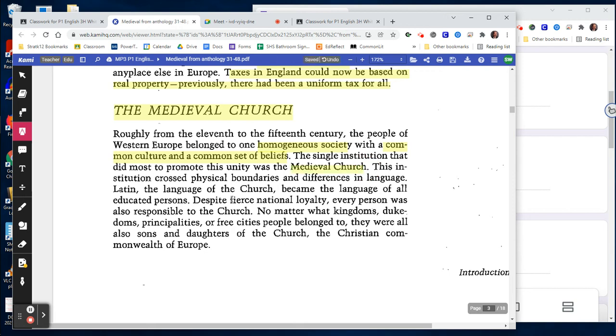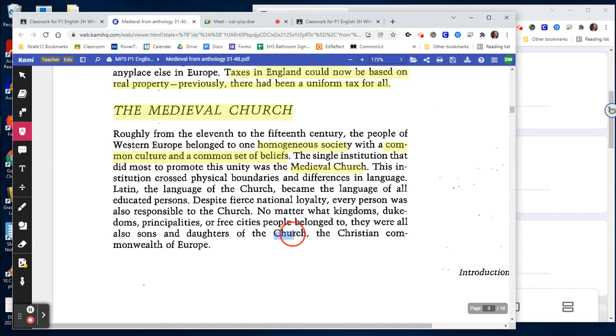This institution crossed physical boundaries and differences in language. Latin, the language of the church, became a language of all educated persons. Despite fierce national loyalty, every person was also responsible to the church, no matter what kingdoms, dukedoms, principalities, or free cities people belonged to. They were all also sons and daughters of the church, the Christian Commonwealth of Europe.